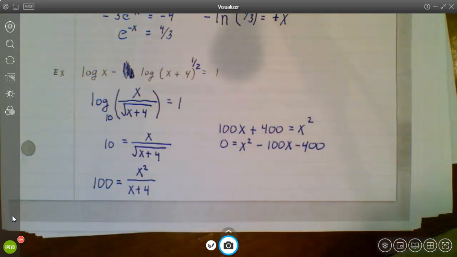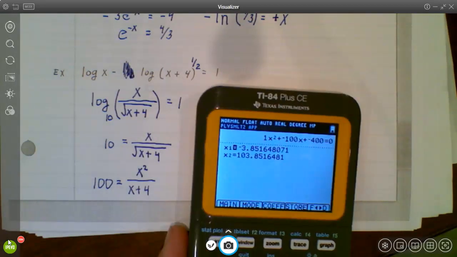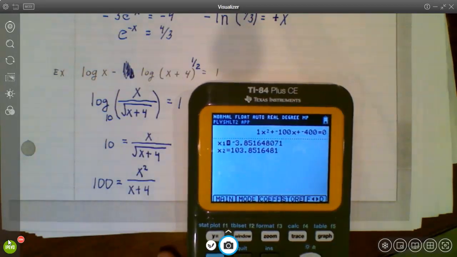So that puts us here. Now we are looking to factor if possible. Let's see, are there any products of -400 that add to be -100? So not factorable in this one. You'd have to maybe use a little quadratic formula. I threw it into my calculator and got those two solutions.